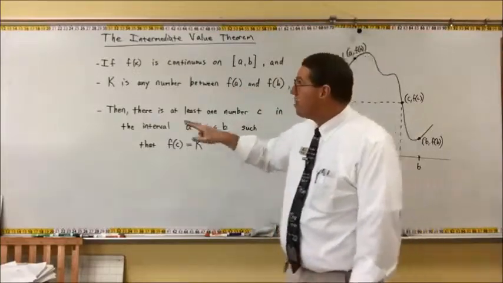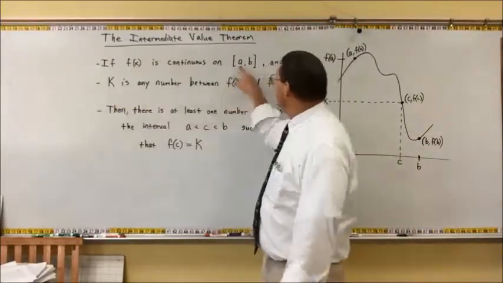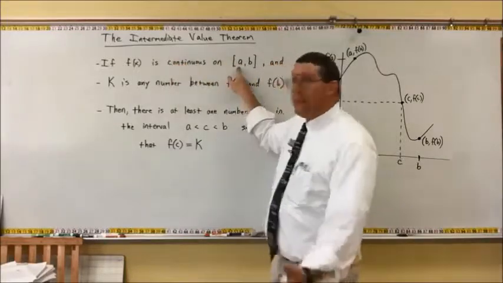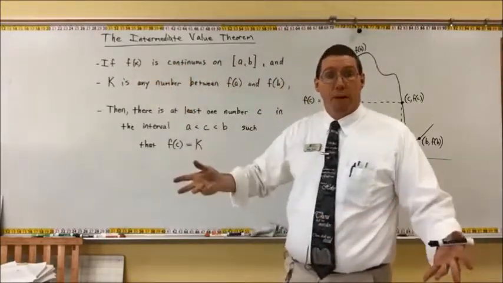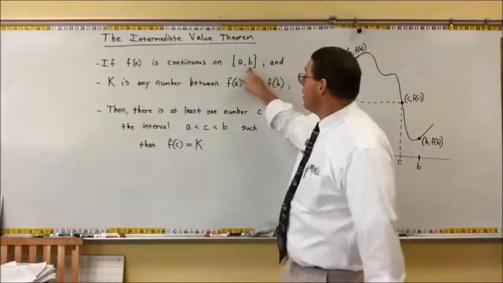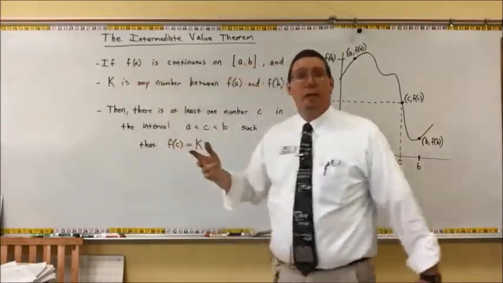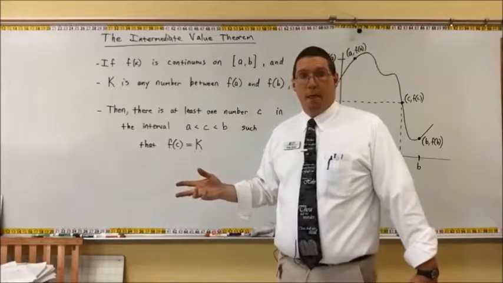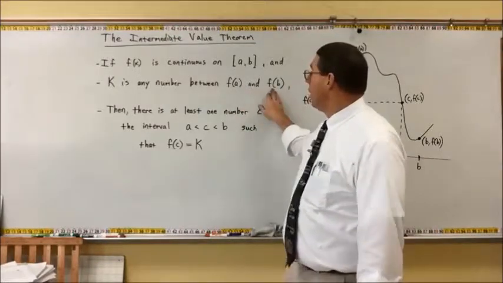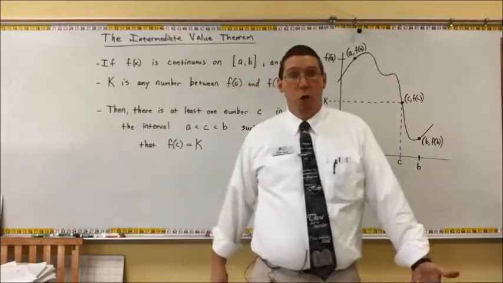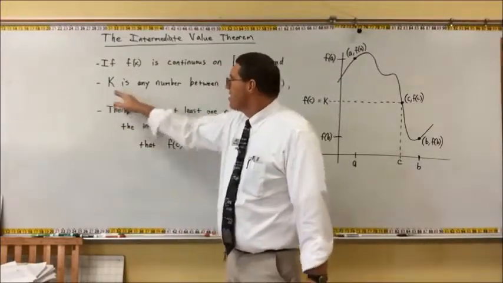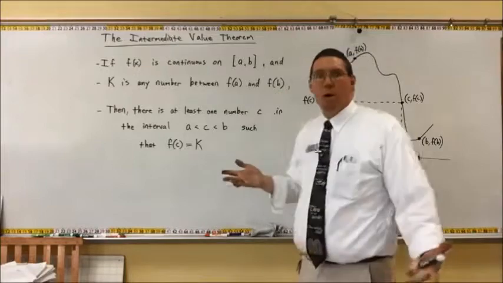If you plug a, -7, into this function and you get 53, and you plug b in and you get 21, so 53 and 21, I think are the numbers I said, and k is 92. Well, k, 92, is not between 53 and 21.